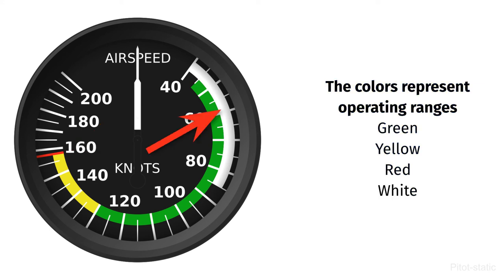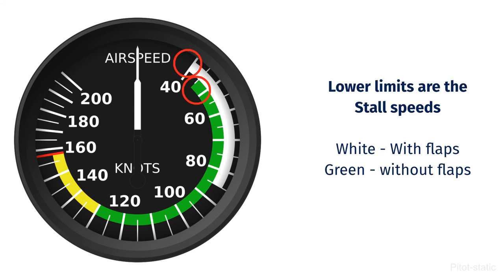Now you also notice this white arc here. This is the flap operating range. When flying at speeds within this range, you can safely apply flaps without stressing the actuators or mechanical parts of the flaps due to aerodynamic forces. And importantly, you'll note the bottom of the green and the white arcs. Flight near or below these speeds will likely result in a stall.